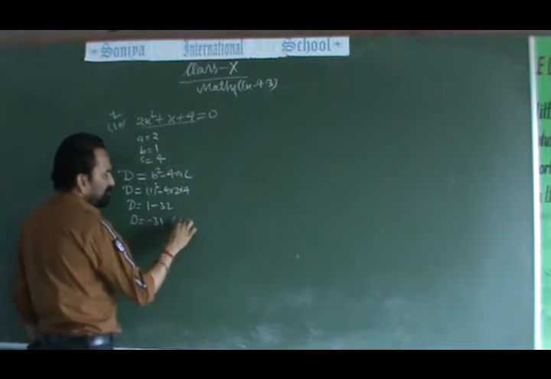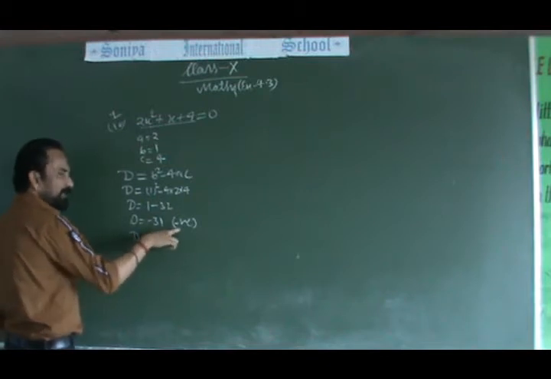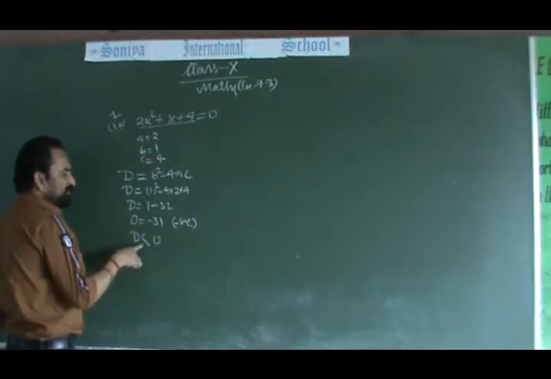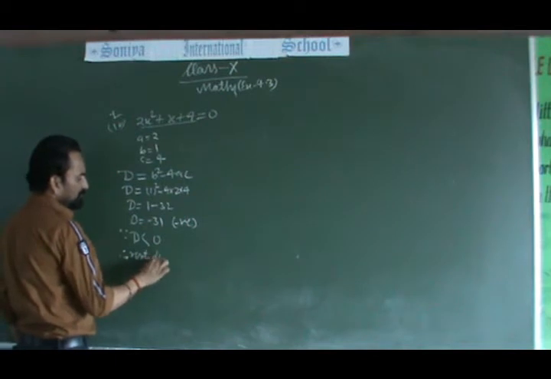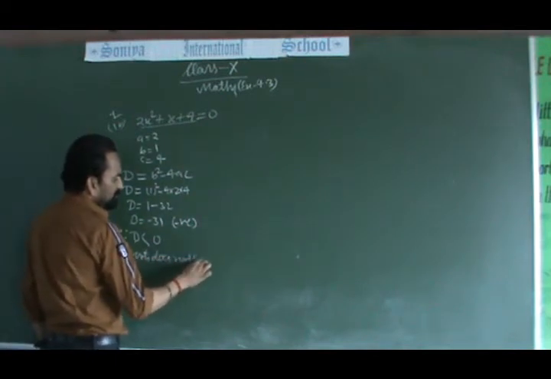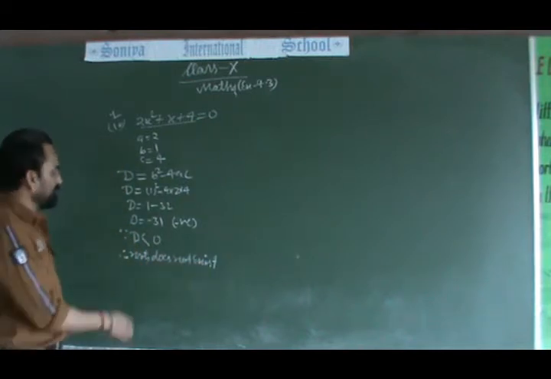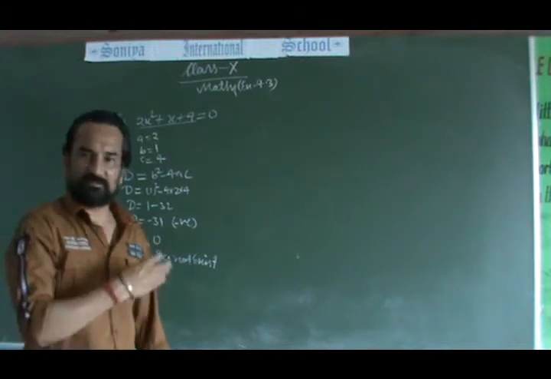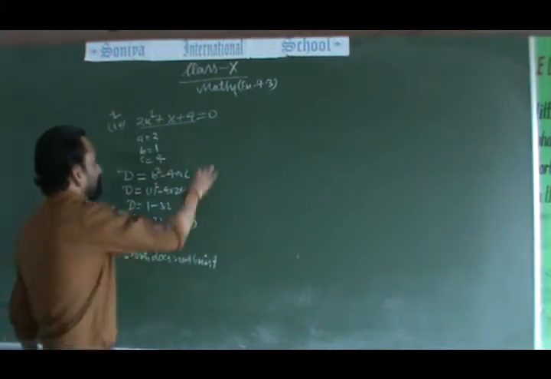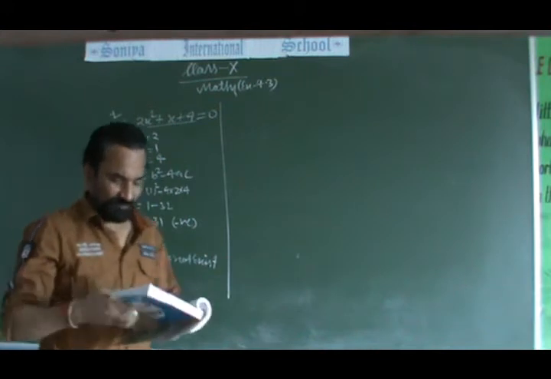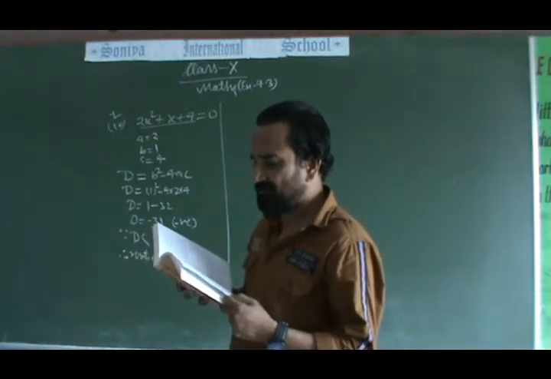What is minus 31? This is negative, and you are all well aware of this fact that every negative number is lesser than 0. Since D is lesser than 0, therefore roots do not exist, or you can say they are imaginary. The roots are imaginary, or in other words, we will write roots do not exist. Since roots do not exist, there is no need of going further to find them. So questions 1 and 2 are completed. Two parts are done by me and the remaining you will solve.